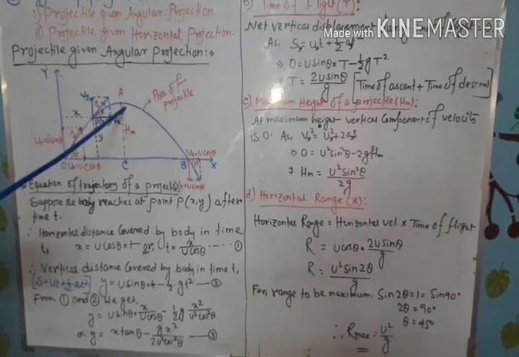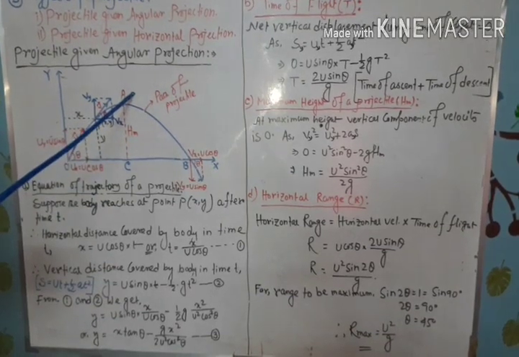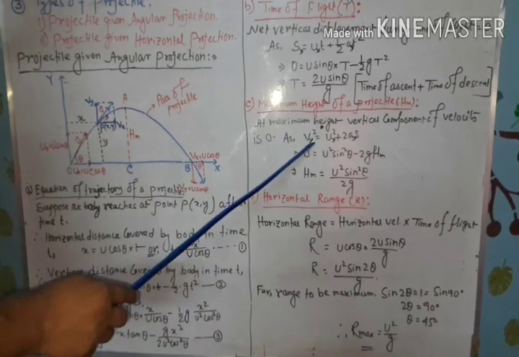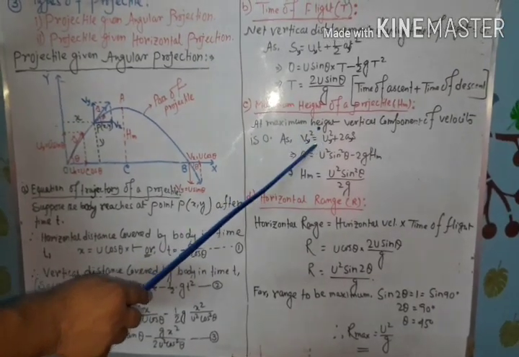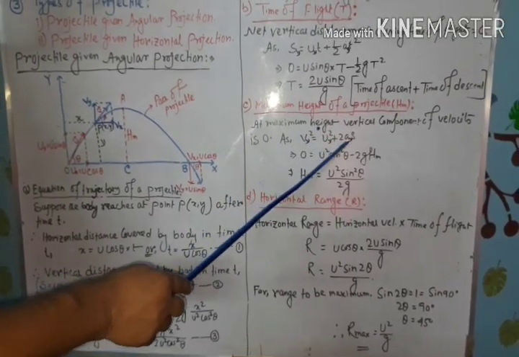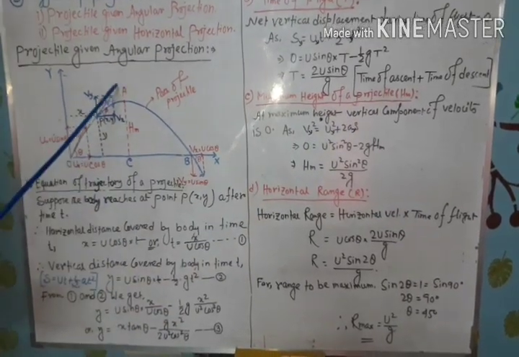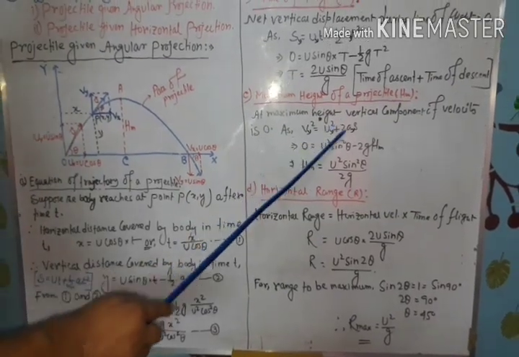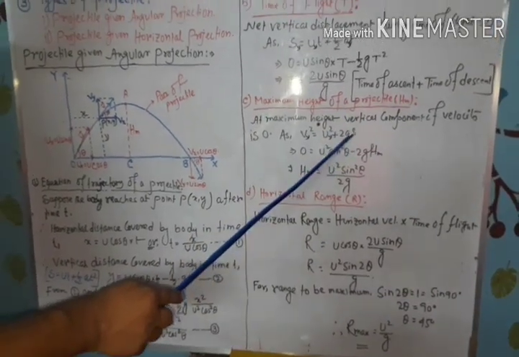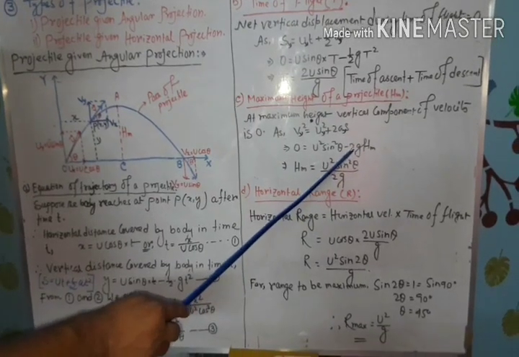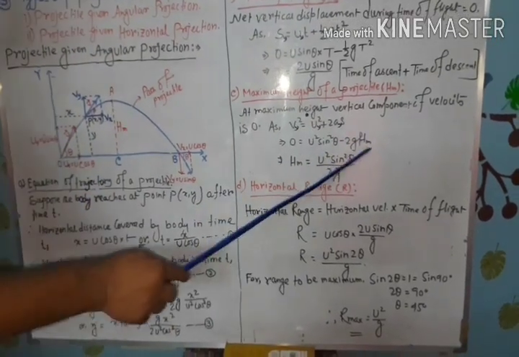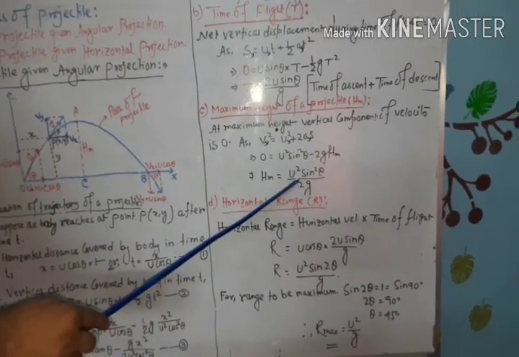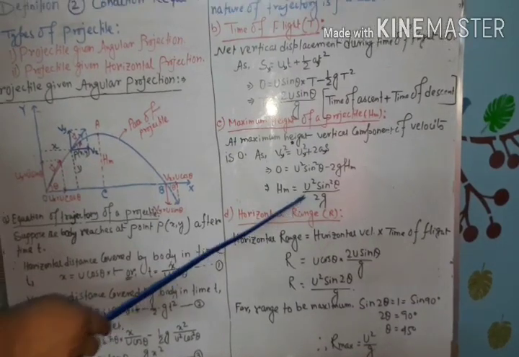We use that concept to determine the maximum height, and taking the motion from O to A, we use the equation Vy square equals Uy square plus 2 ay s. Vy at the point A is 0. Uy means u sin theta. So Uy square means u square sin square theta. Ay is minus g. So therefore minus 2g s, where s is Hm. So therefore Hm equals u square sin square theta by 2g. This is the expression for maximum height.